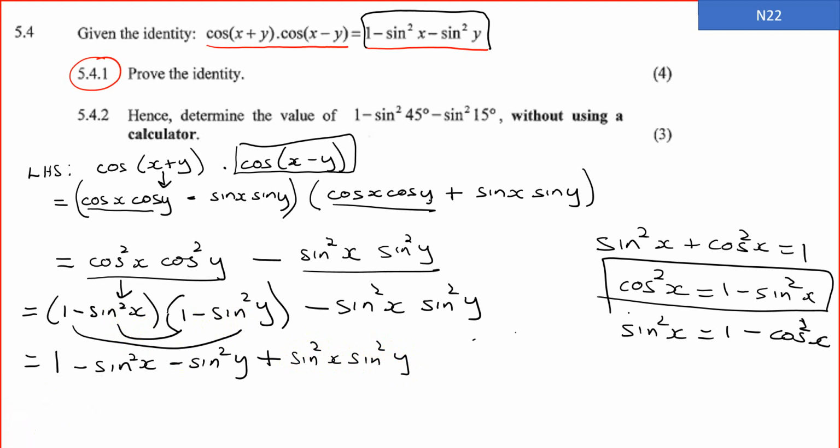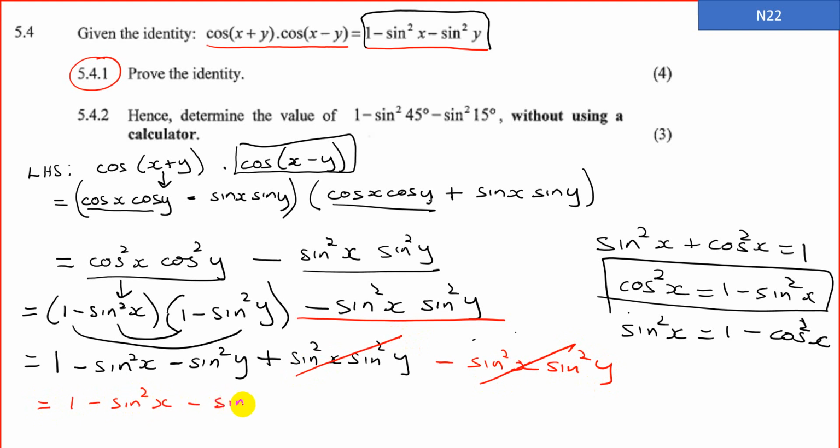And just for understanding purposes, I'm just going to highlight this in red. We need to bring down that term, which is a minus sine squared x sine squared y. Now you'll notice that we have like terms. Sine squared x sine squared y will cancel off with the last term. And that gives us 1 minus sine squared x minus sine squared y, which is actually equal to, if you look on the top, the right-hand side.